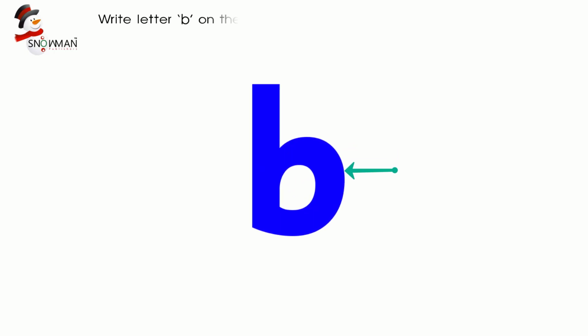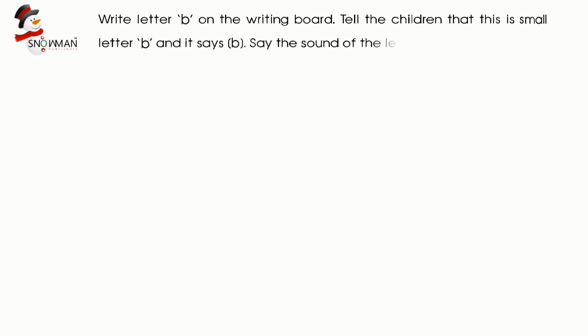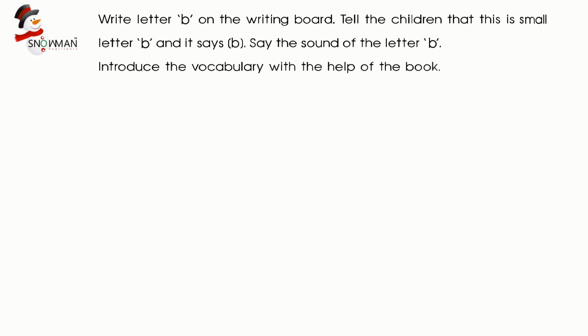Write letter B on the writing board. Tell the children that this is small letter B and it says B. Say the sound of the letter B. Introduce the vocabulary with the help of the book. Show pictures and say words with their initial sound.